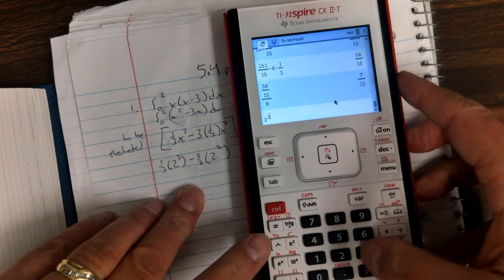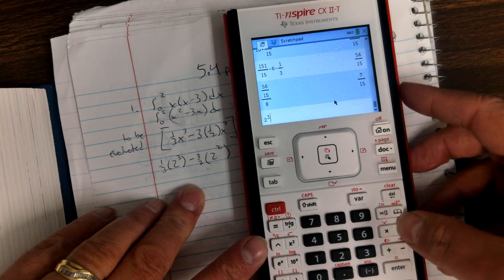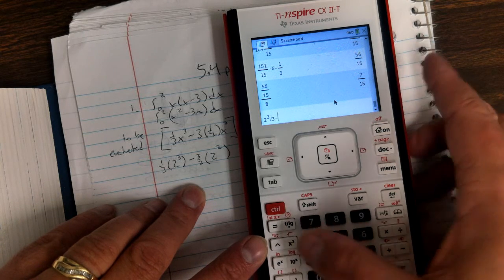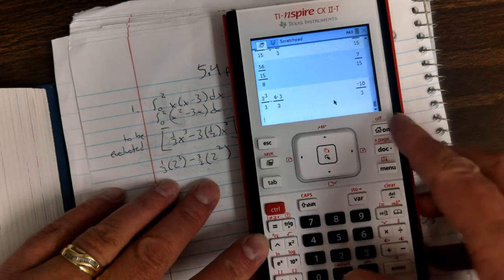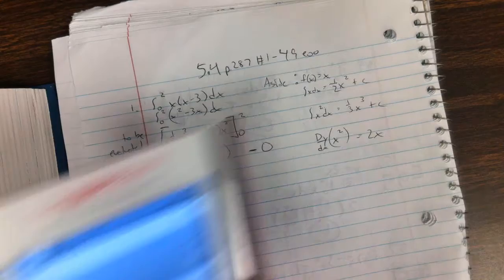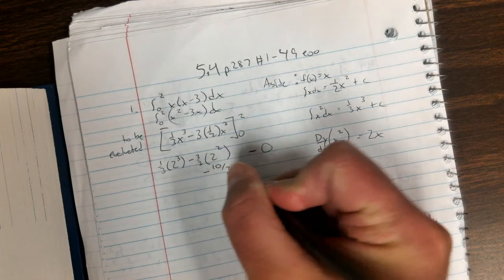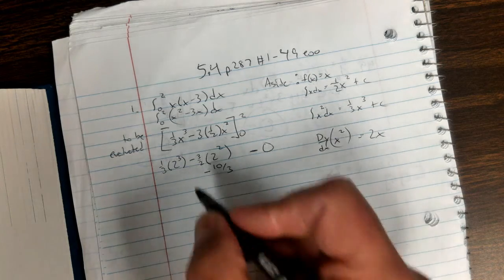Two to the 3rd power, divided by 3, minus 2 squared is 4 times 3/2. Okay, that gives you negative 10/3. Minus 0, so it's just negative 10/3. So that's your answer.